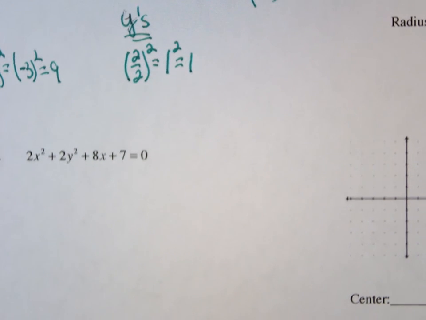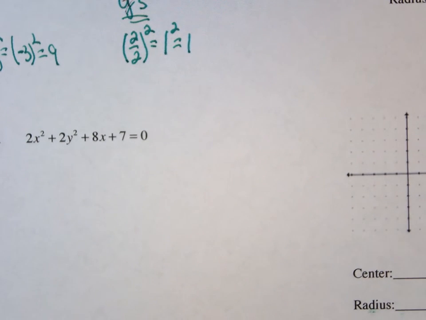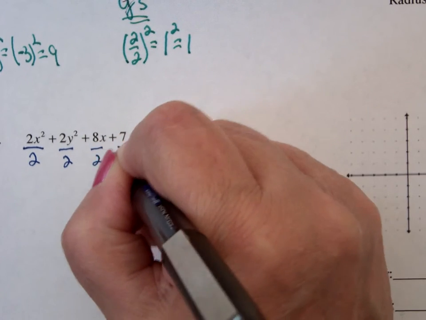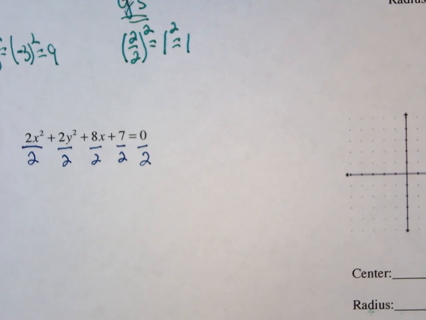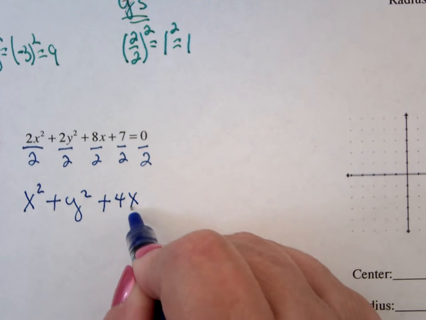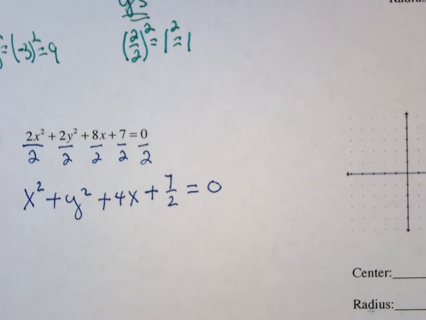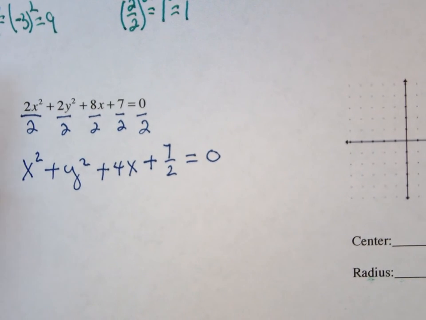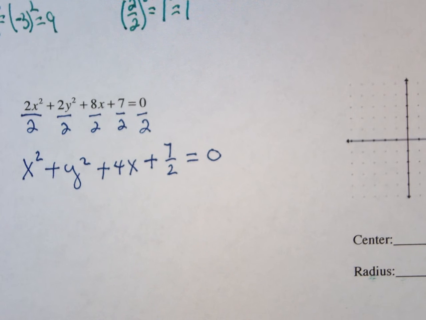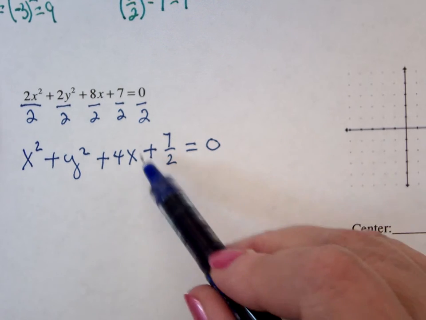Step 1. Make sure the coefficients of x squared and y squared are 1. If not, do what? Divide it out. So we're going to divide it out. So I'm going to get x squared plus y squared plus 4x plus 7/2 equals 0. Now, you can combine steps. I tend to put them all in for you guys, but if you wanted to, you can rearrange as you move down and take out a step or two. Next step, move the constant to the other side.